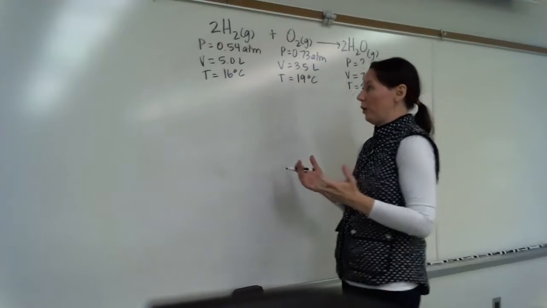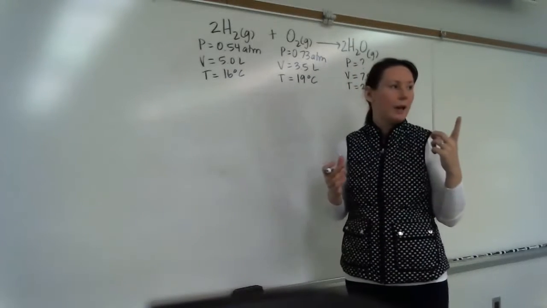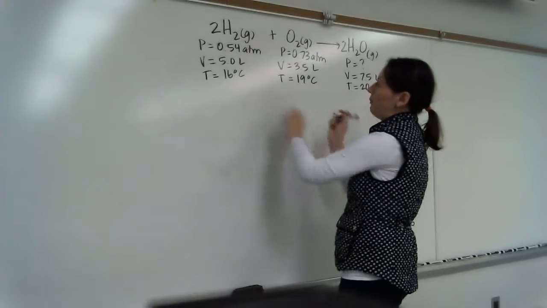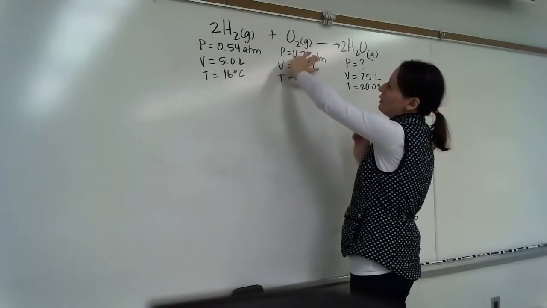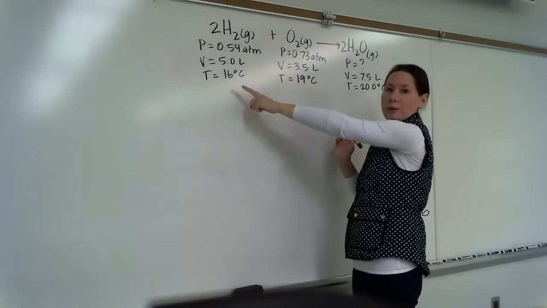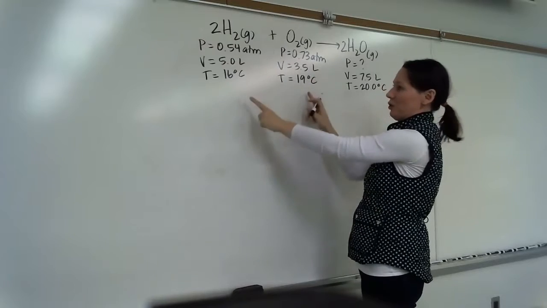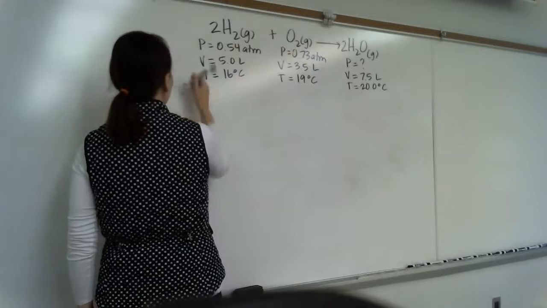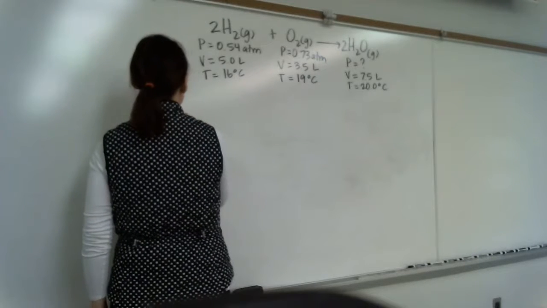We need to get number of moles. Is this just a one-time number of moles, or do we have to do it twice? Twice. Got to do it twice, right? Because I know information about both of my substances. What if I didn't know this? Then my life would be a lot easier, right? Because I only have to do it once. But I'm not that lucky. I have to know both information. All right, so let's calculate number of moles of H2 and number of moles of O2.